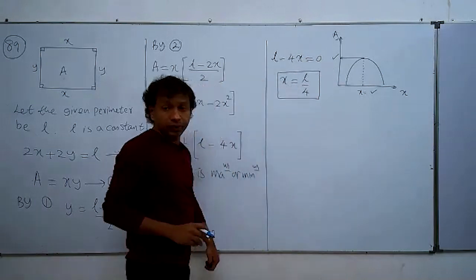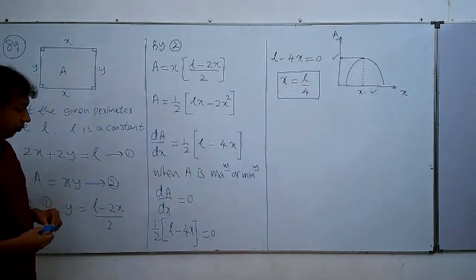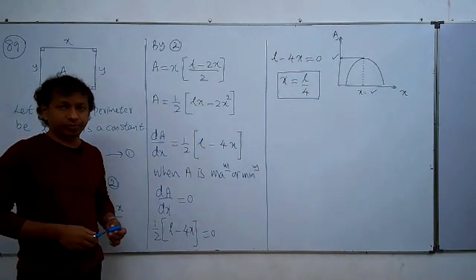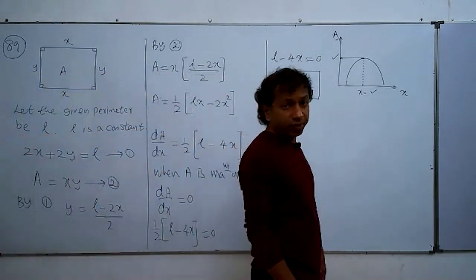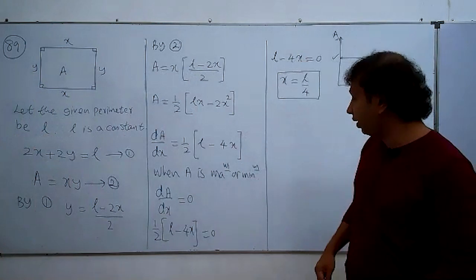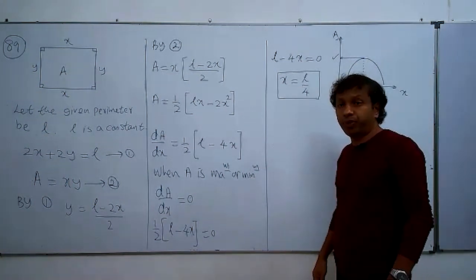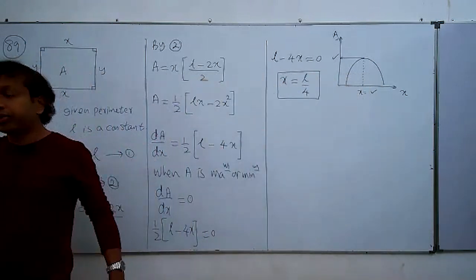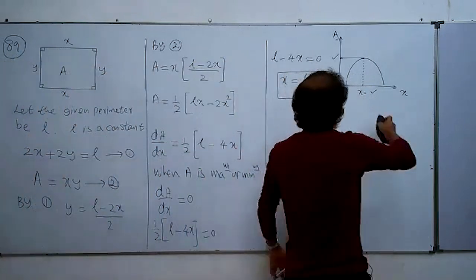Right, people? That means when this length is equal to L by 4, this area A is either maximum or minimum. That only we know. But people, we don't know exactly what this A will be when x equals L by 4, whether it is maximum or minimum. In order to verify that, people, now we can go to the second derivative test or first derivative test.